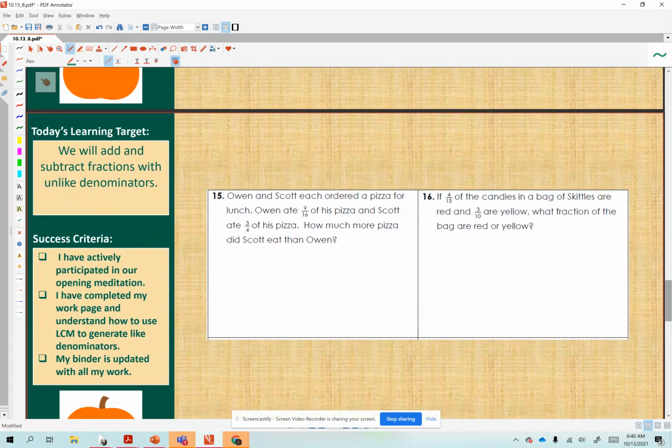And our last two problems for today. Sorry, we have 4 more. Owen and Scott each ordered a pizza for lunch. Owen ate 9/16 of his pizza. Scott ate 3/4. How much more pizza did Scott eat than Owen?